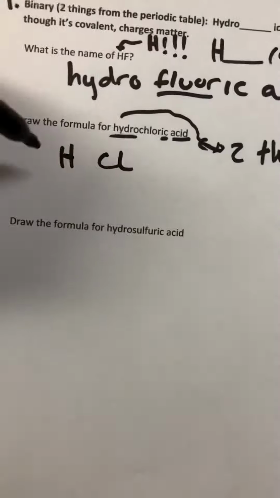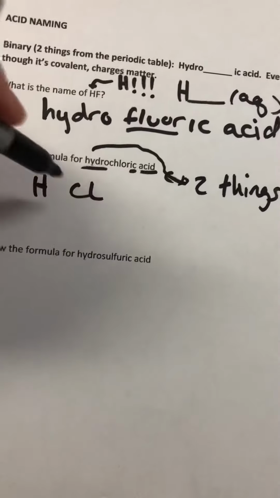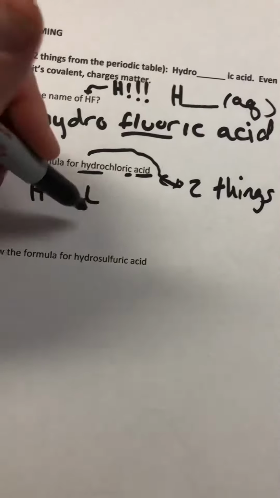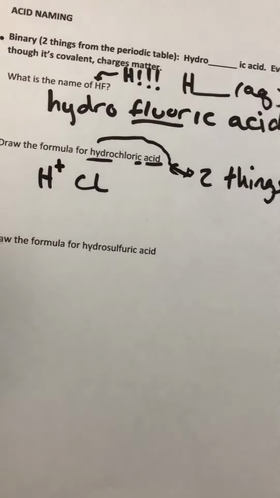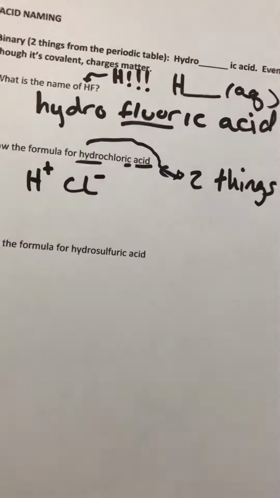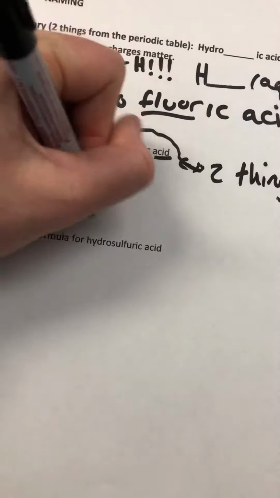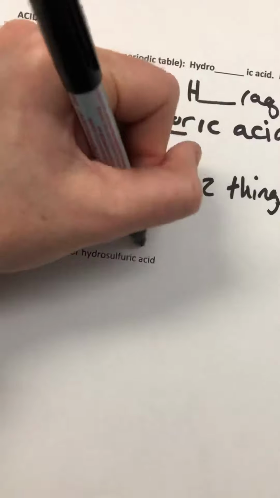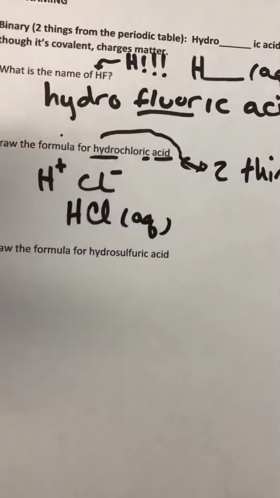Now your question is, what about charges? Because we do have to look at charges, since these things break down in water into charged species. So hydrogen has a +1 charge from the periodic table, and chloride has a -1 charge. You only need one of each. And HCl, we could put aqueous if we want to, would be your answer for hydrochloric acid.